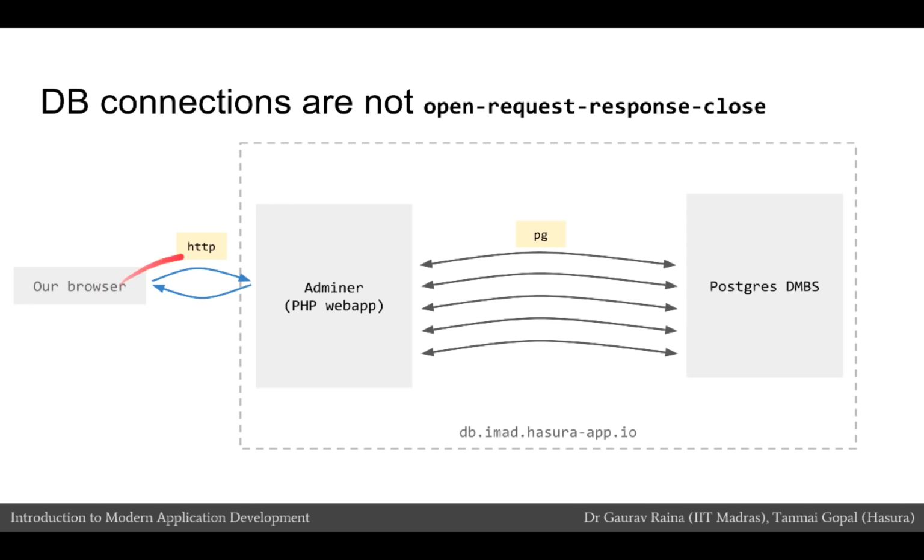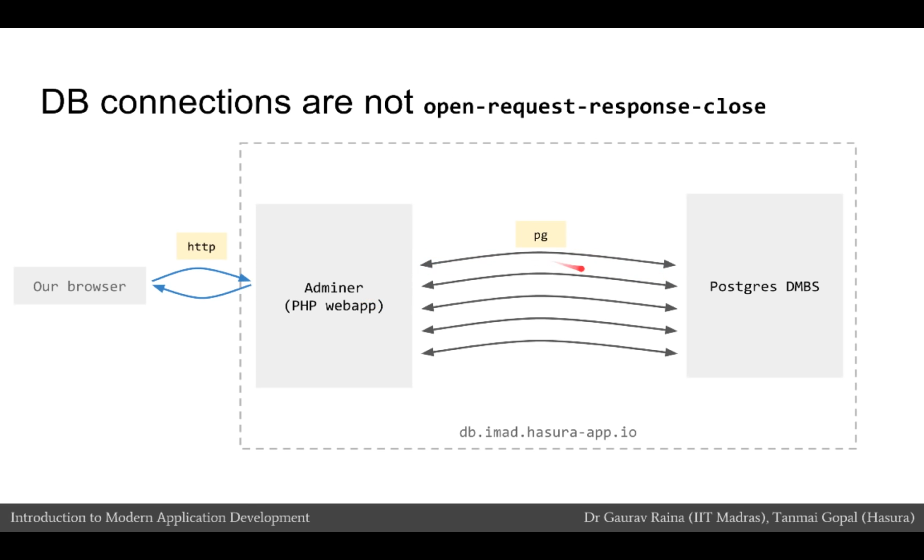Whenever our browser makes an HTTP connection, our browser opens a new connection, it makes an HTTP request, the server responds with an HTTP response, and the browser closes the connection. So an HTTP connection is open, request, response, close, right? So each HTTP request and response is independent of another because a new connection is opened and closed. But a database connection, once it is opened, stays open.